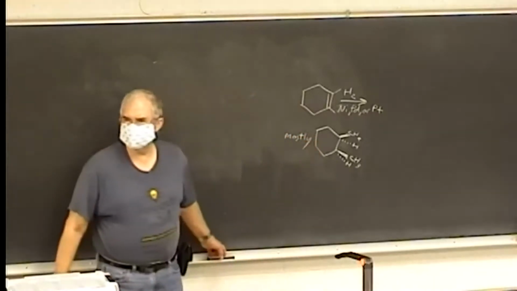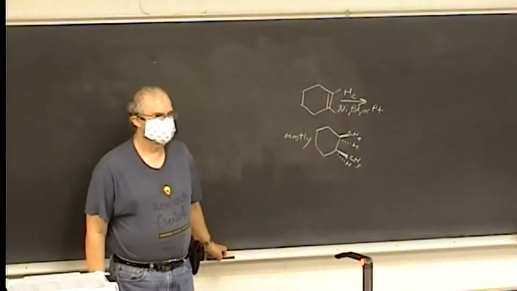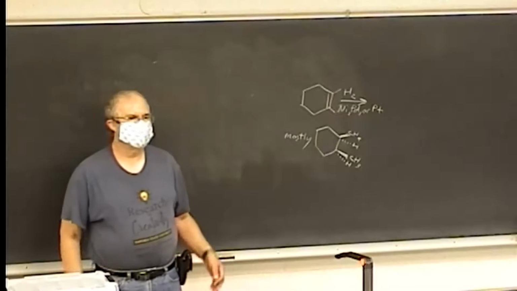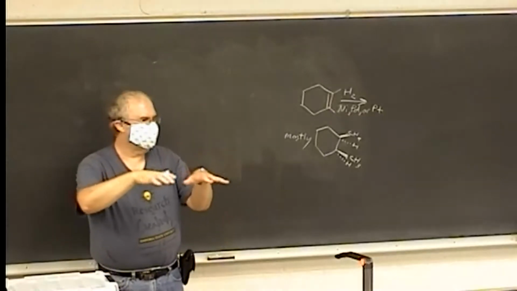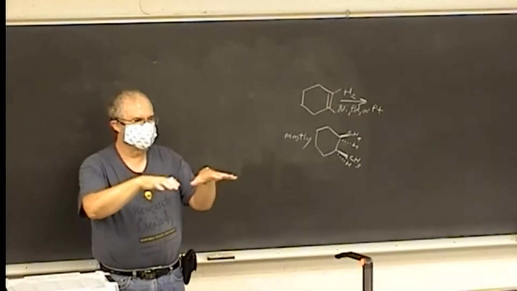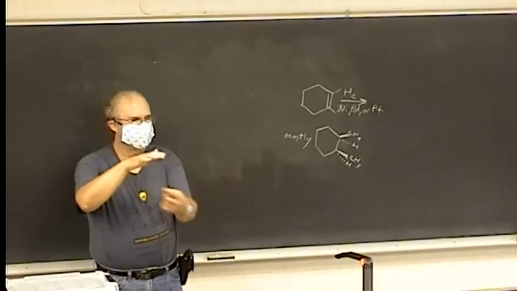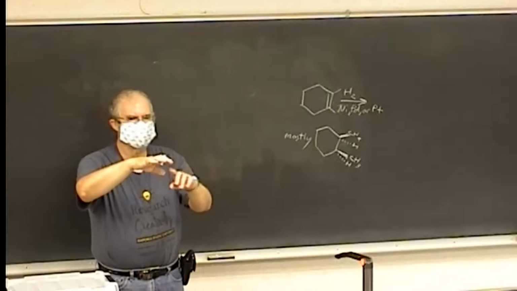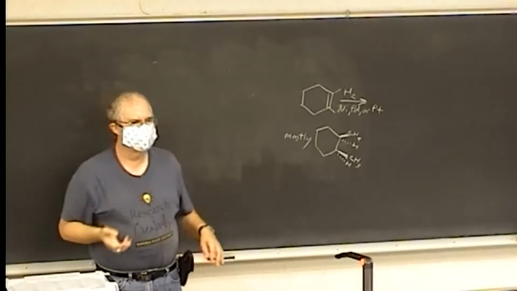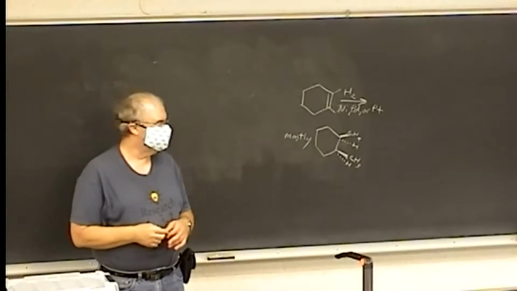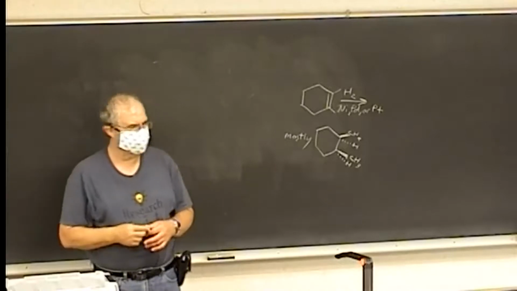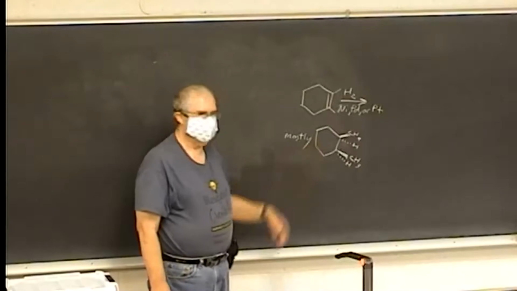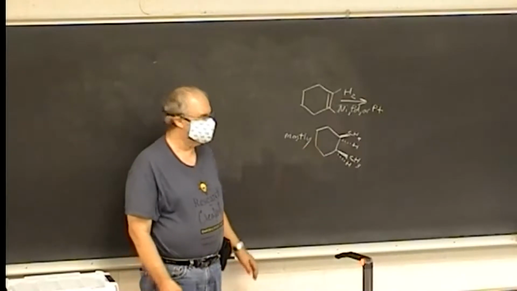Okay, we get mostly cis. Mostly cis. Both the alkene and the hydrogen are absorbed at the surface of the metal, and the hydrogens are added one at a time. Once in a while, the alkene, after it adds a hydrogen, rolls over, and the hydrogen adds to the other side. But you usually get about 85% cis.